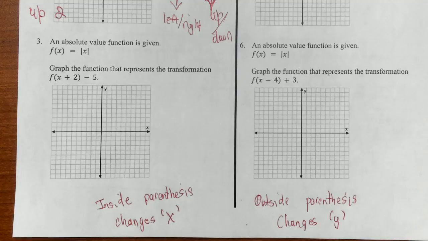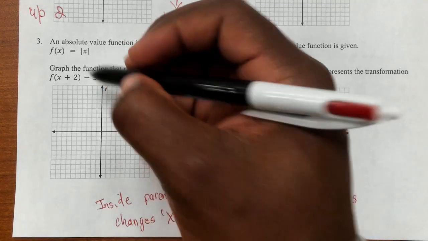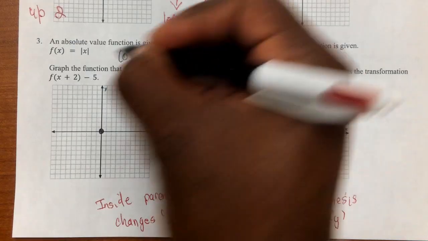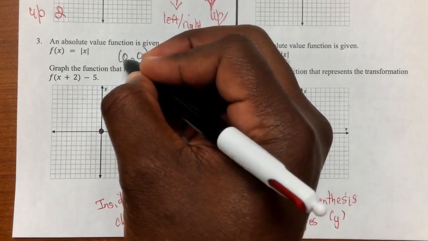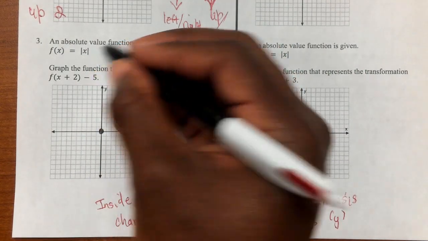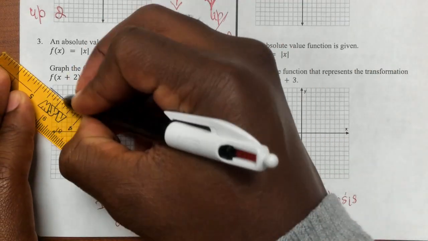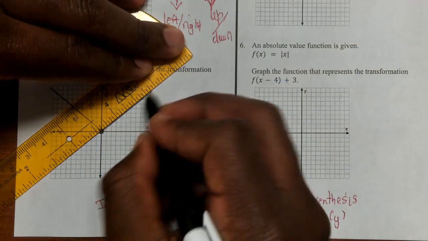So the next one, again, we have our absolute value function that's at the origin. The reason why the origin is 0, 0 is because inside of here is technically no number or 0, and outside of here is no number or 0. So then we have our absolute value function that looks something like this.